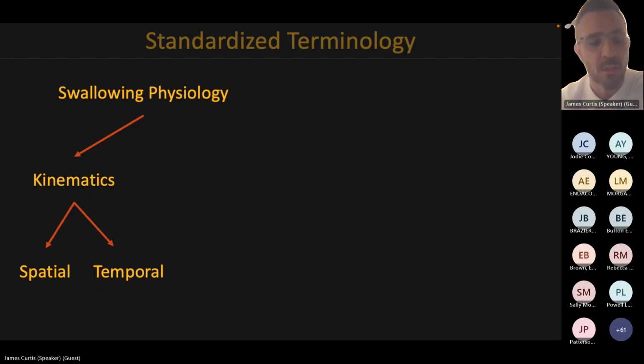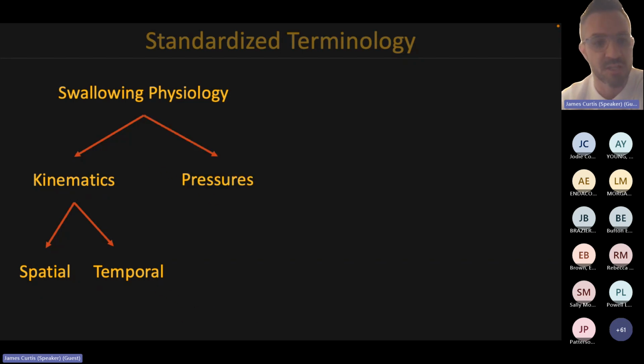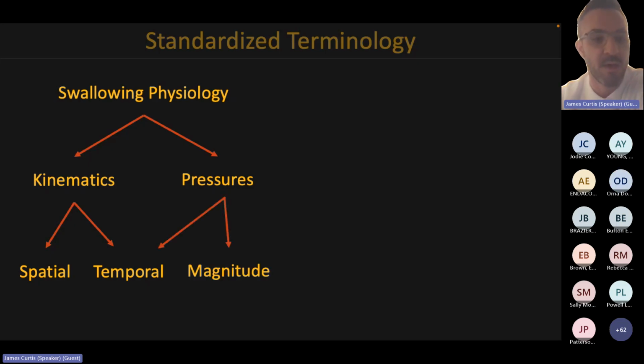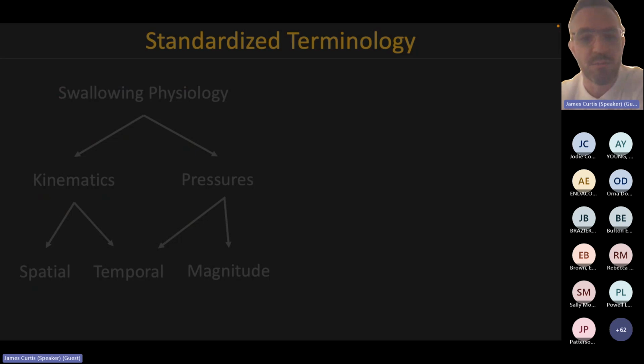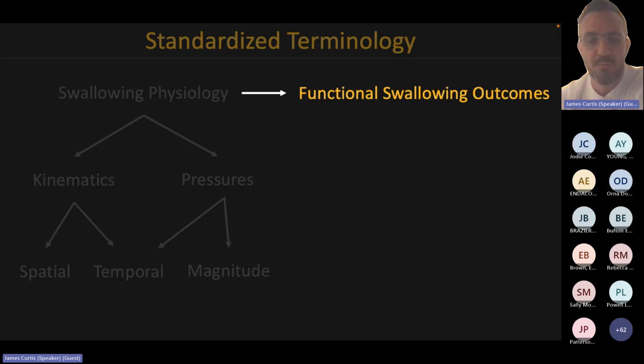Another big piece of swallowing physiology is swallowing pressures. This is pretty self-explanatory, but just like kinematics, pressures can also be dichotomized into thinking about the onset, offset, sequencing, and duration of various movements and the pressures behind them, and also the extent or magnitude of them. So it's really swallowing physiology that ultimately leads to the underlying outcome of swallowing. Swallowing physiology is what ultimately determines how functional the swallowing is.